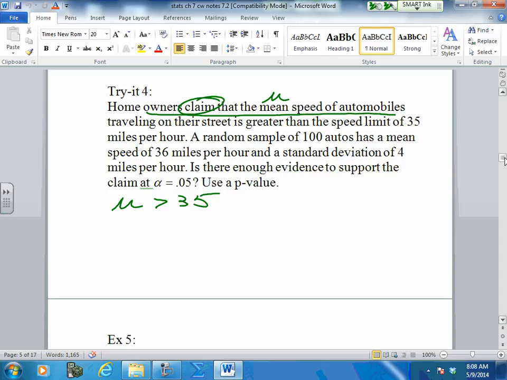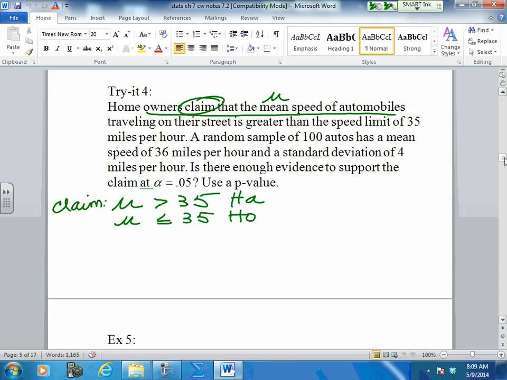This is my claim. Is this the HA or the HO? HA, good. What's the HO? Less than or equal to. Okay, I'm a homeowner and I am claiming that the speeds are over 35 miles an hour. Why is that HA? Because it has no equal sign. HA has no equal sign, HO does.